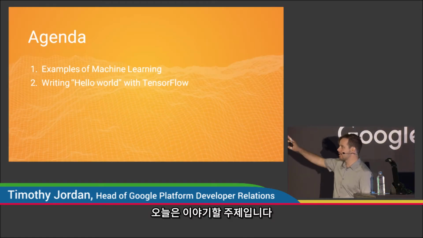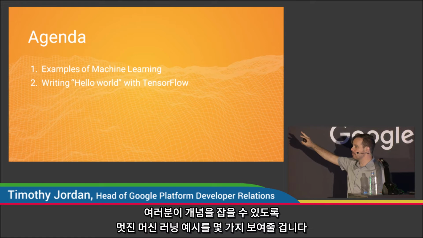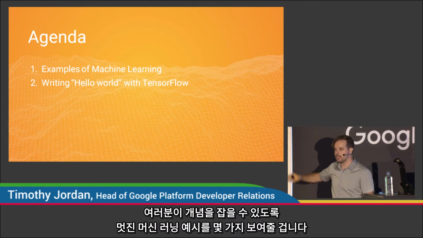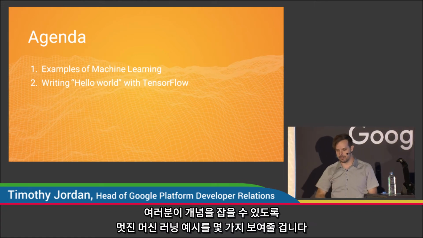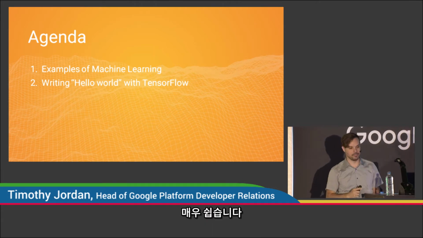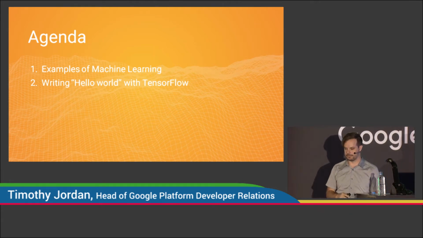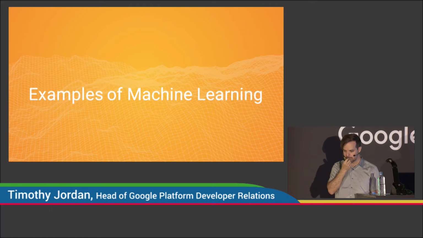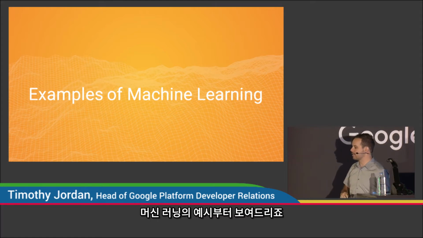Now, we'll cover these things in this talk. I'm going to go through a few examples of machine learning that I think are cool, just to give us an idea of the spectrum. And then we're going to write Hello World with TensorFlow. And we're going to do it quickly. But as I think you'll find, it's really easy to do. All right, let's start with some examples of machine learning.